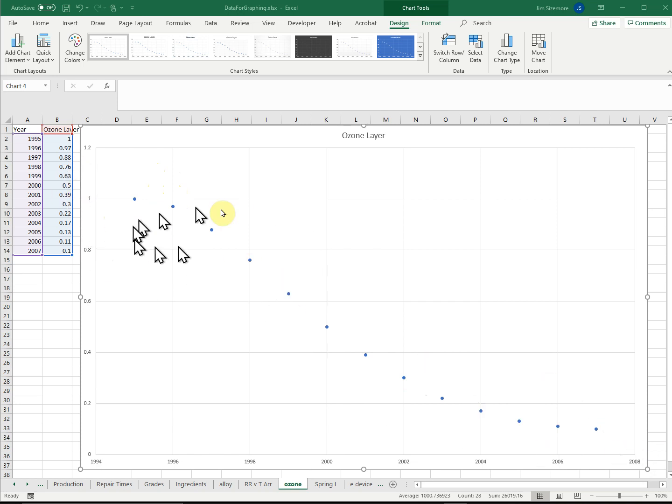So mankind took some action to reduce the ozone layer depletion down to next to nothing. So we don't expect it to fit a scientific model, so polynomial is probably as good as it's going to get on this one. So let's put in a trend line.